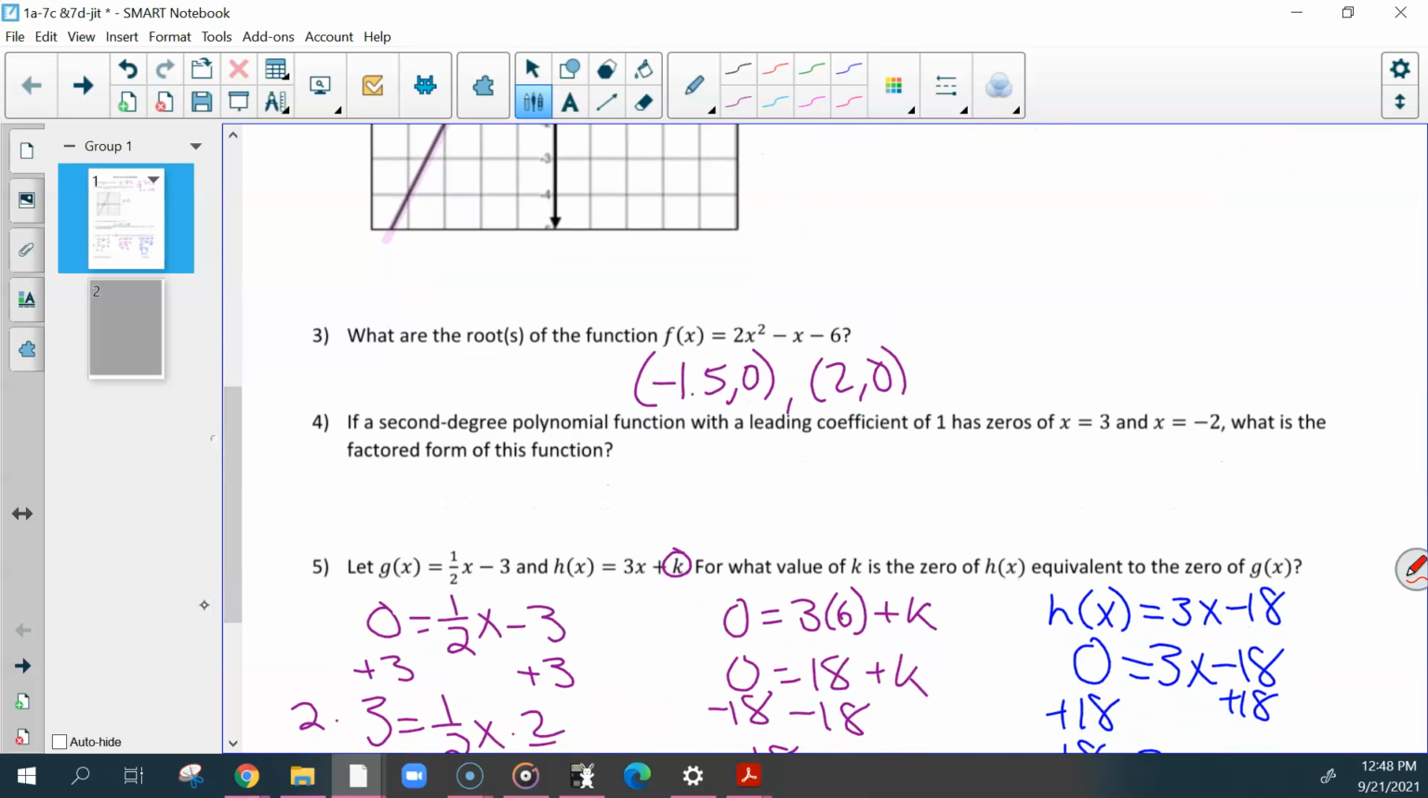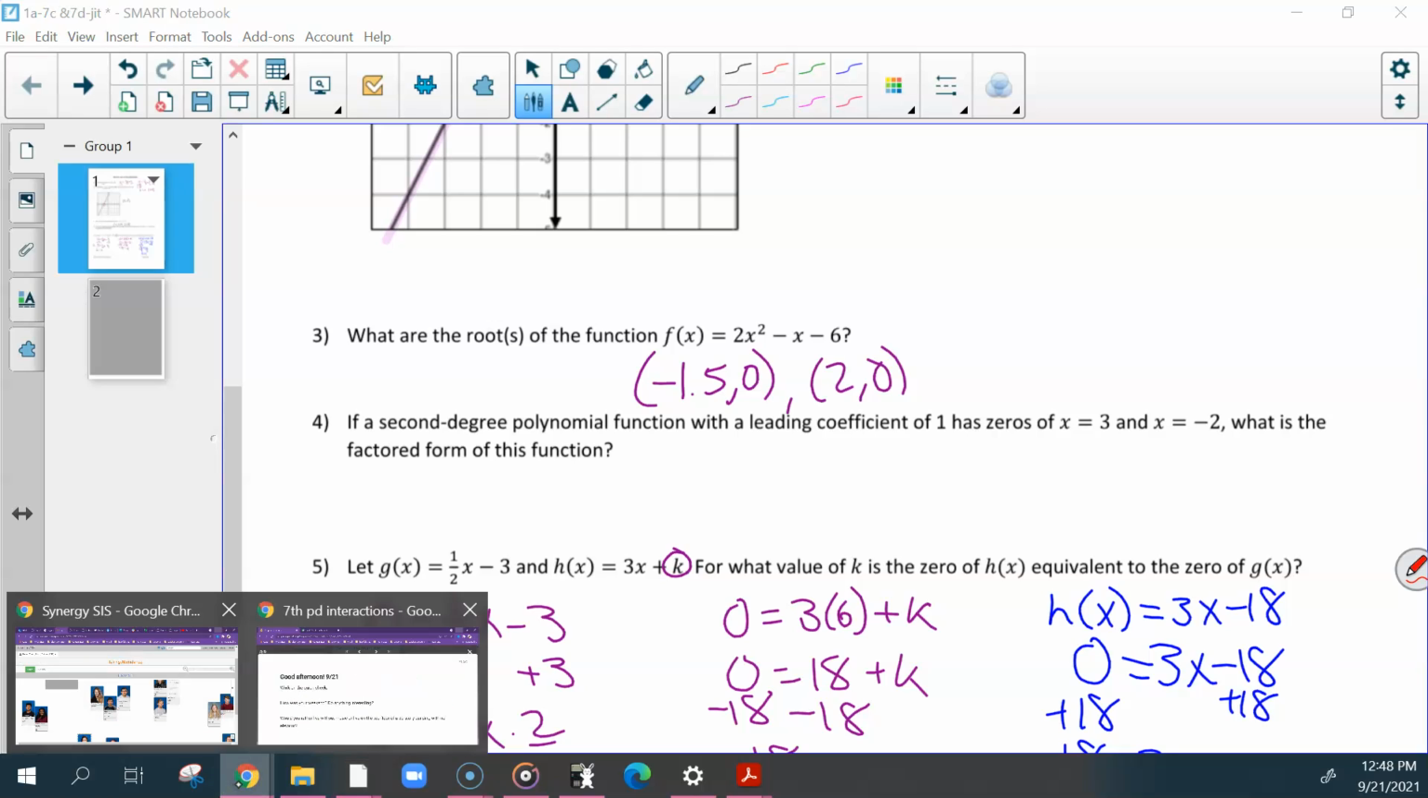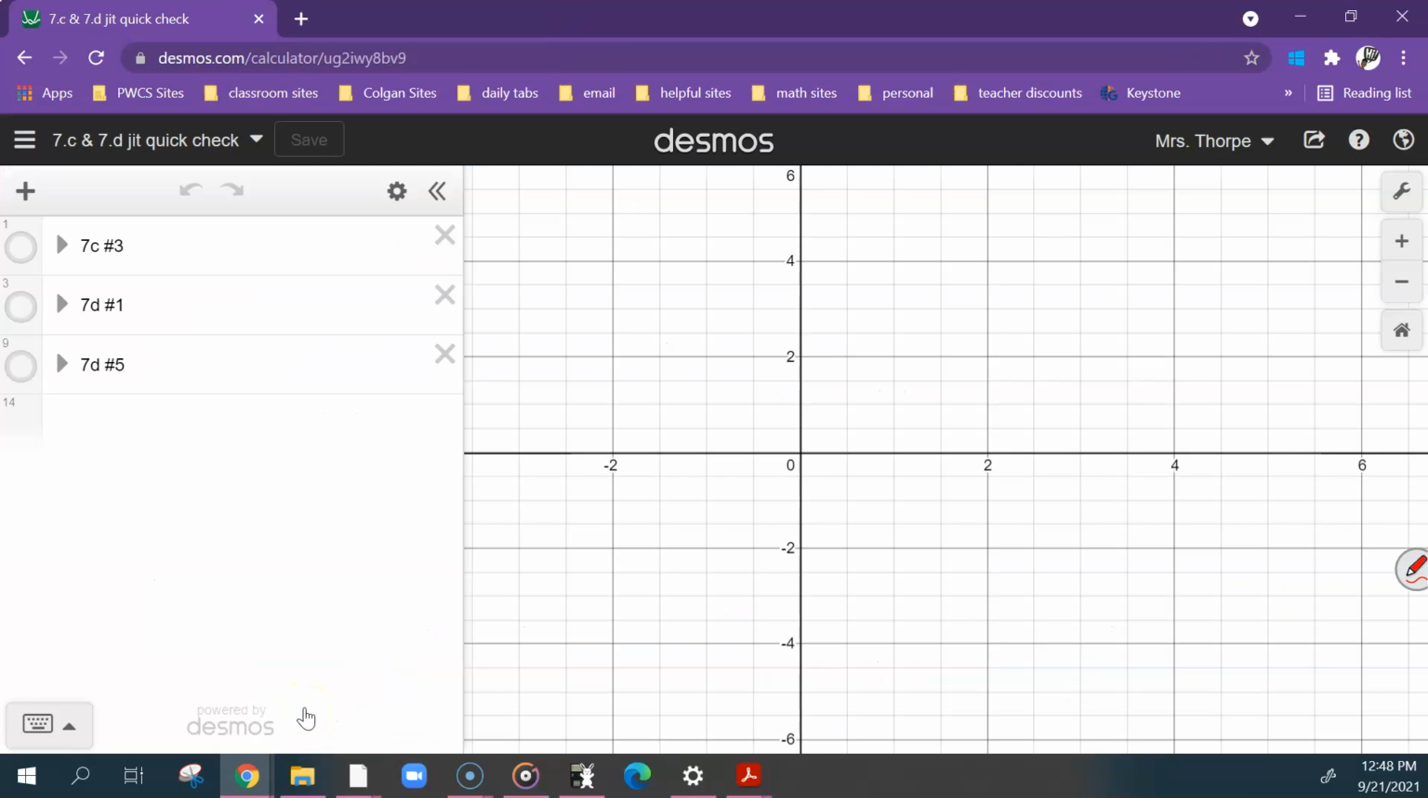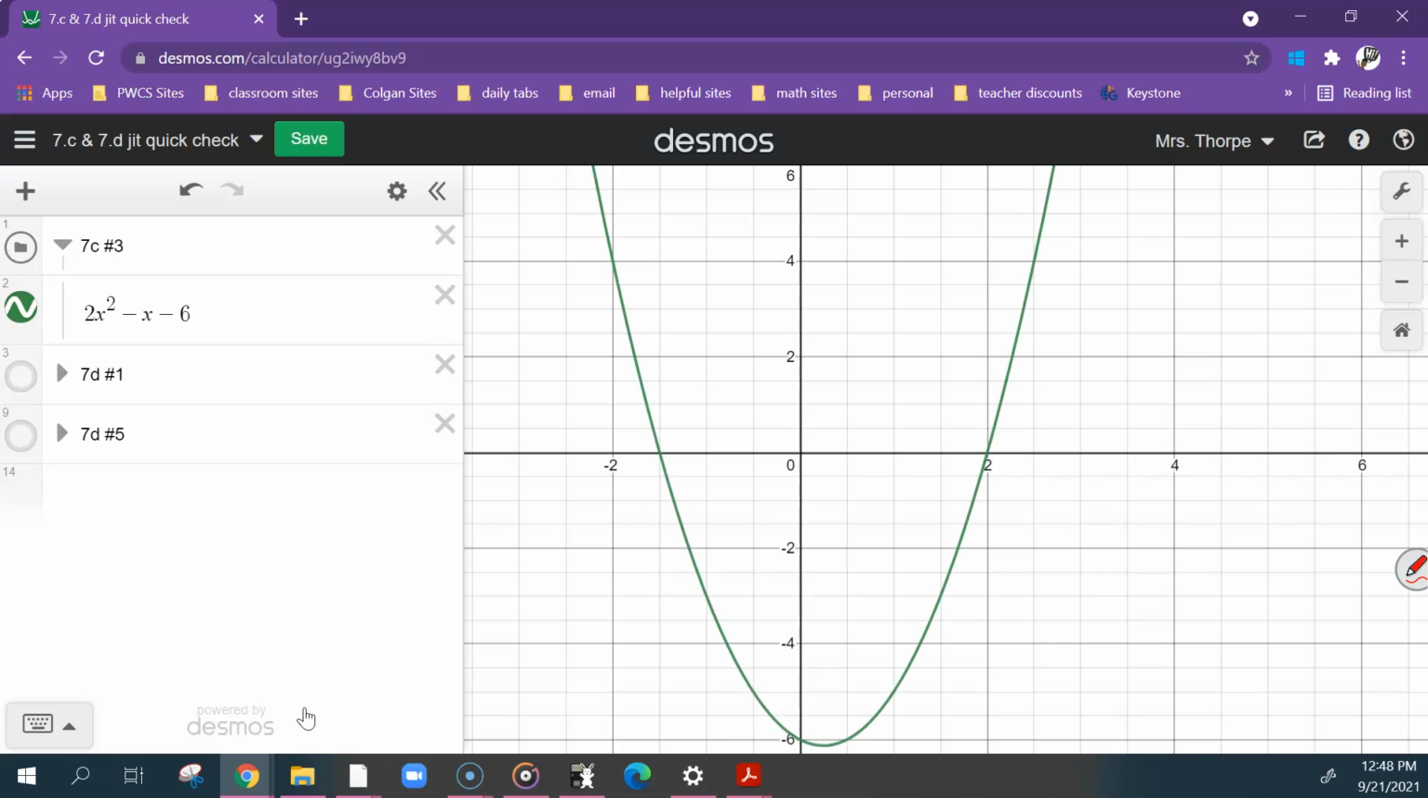Number 3, I think I said on your paper to put that in Desmos or the calculator. I'm going to show you both. Let's do Desmos first. In Desmos, you can just type it in, or you can type in the f of x, either or. Graph it, and when you click on the graph, you can see where your x-intercepts are. It'll tell you it's at -1.5 and at 2, or -3/2 and 2.